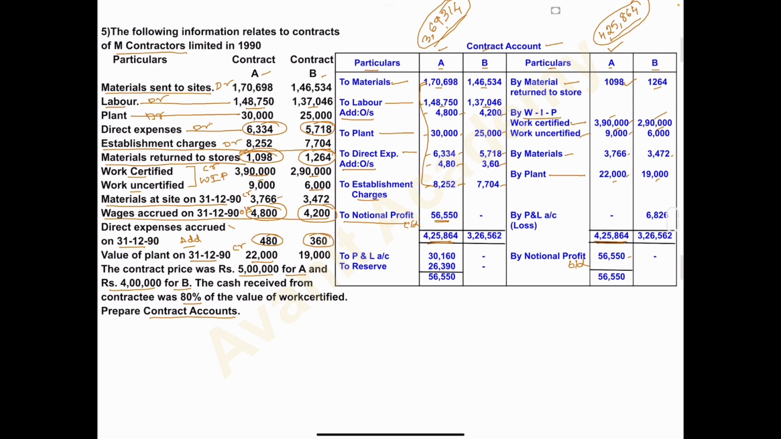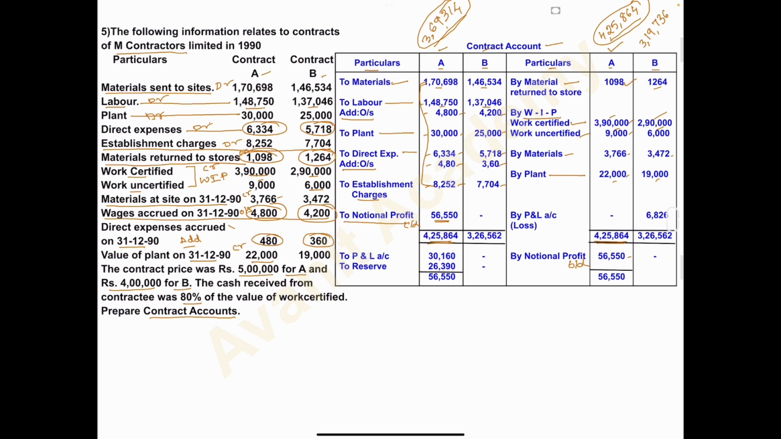Now we'll total contract B. Calculate the credit side of contract B: 1,264 plus 2,90,000 plus 6,000 plus 3,472 plus 19,000. Add these five items and you will get the total, 3,19,736. This is the total of the credit side of contract B.